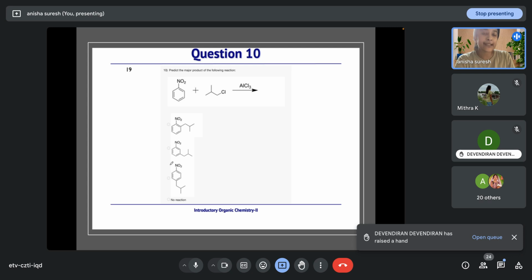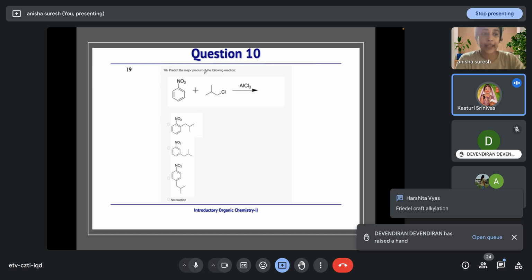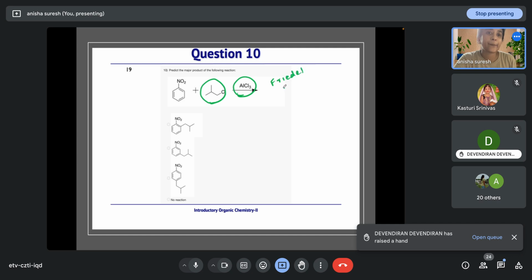Now coming to the next question. Question number 10. Predict the product of the following reaction. Here a nitrobenzene is given and an alkyl chloride is given, and it is treated with AlCl3. So which reaction is taking place here? What is the name reaction taking place here? Friedel-Crafts alkylation. Yeah, Friedel-Crafts alkylation is taking place here. Here the alkyl chloride is there, AlCl3 is there.